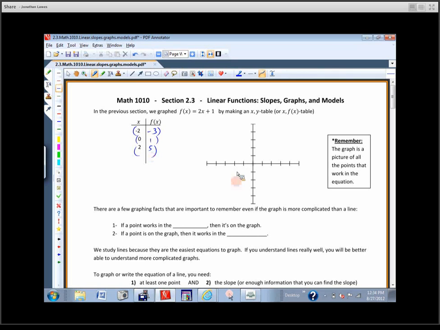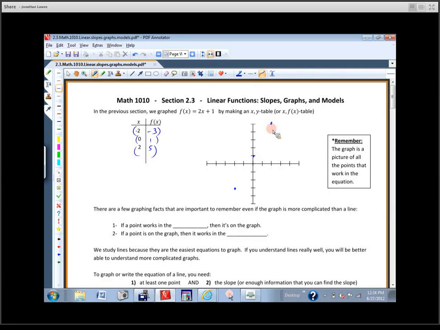-2, -3, so we're about right there. 0, -1. And let's see, oh, 0, 1, sorry. 0, 1. And the other one is 2, 5. So over 2 and up, 1, 2, 3, 4, 5. So we're about right there.